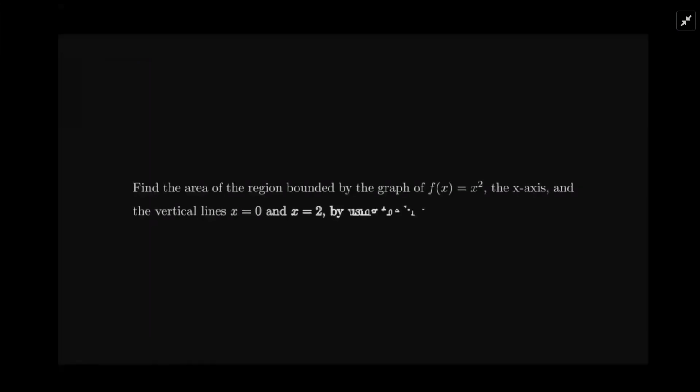Let's look at our problem here. We want to find the area under the curve of this function, x squared. I'm assuming that's the function, x squared, from x equals 0 to x equals 2. Okay, we're going to do it using the limit definition.